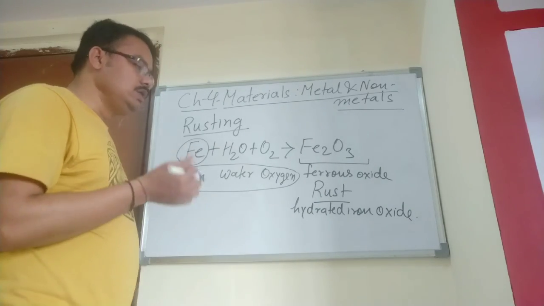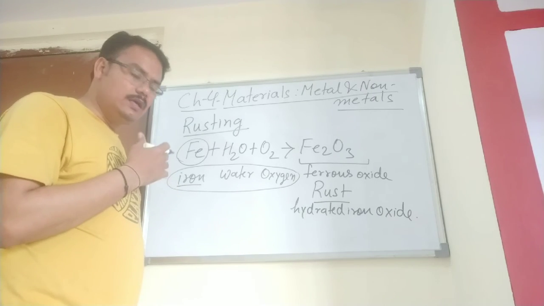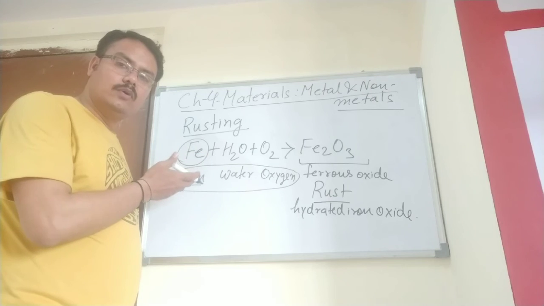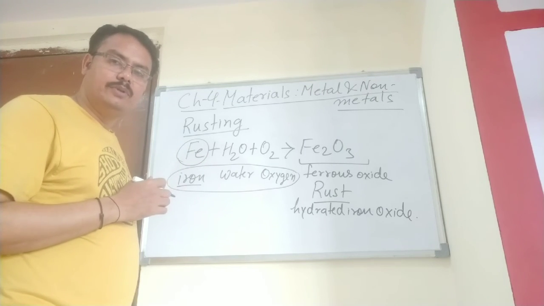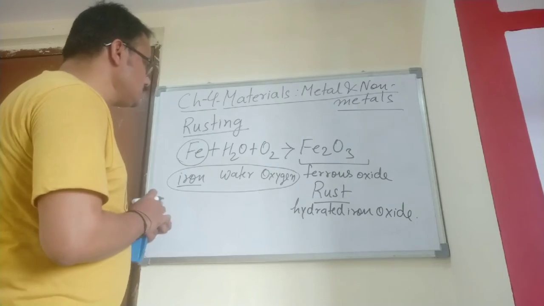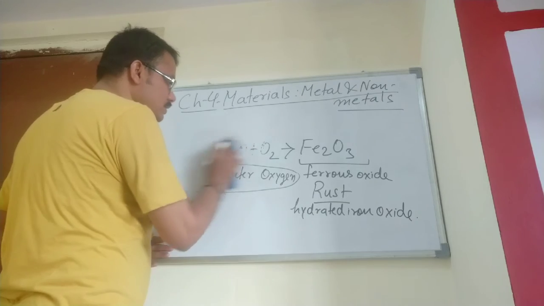So students, you have seen rusting in the case of iron and corrosion in the case of copper. I have given you the examples with the chemical reactions. Now students, I am going to explain the preventive methods.